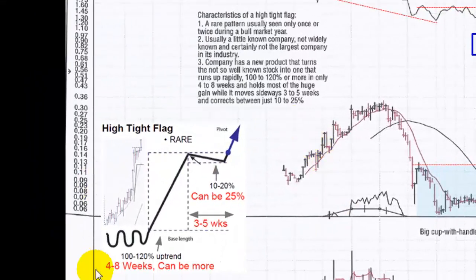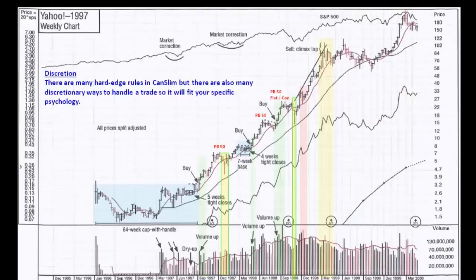About the high tight flag, it's usually 4 to 8 weeks. It can be more. It has 100 to 120% uptrend before it pulls back and forms the flag area, which can usually last anywhere from 3 to 5 weeks and can correct 10 to 20%, 25 at times.